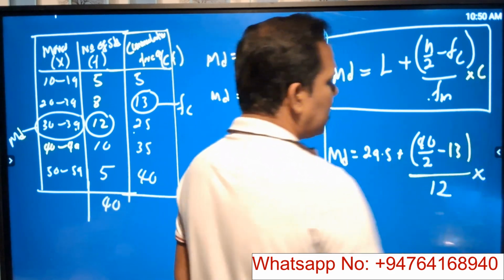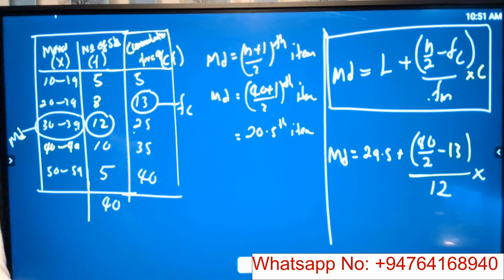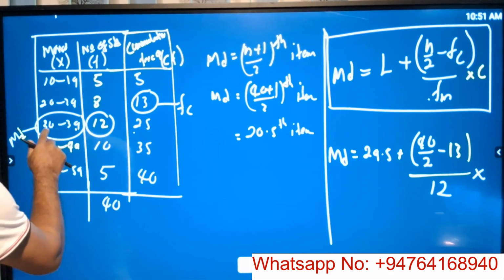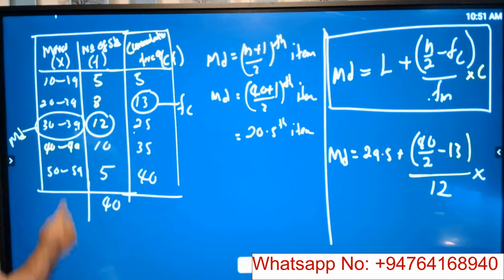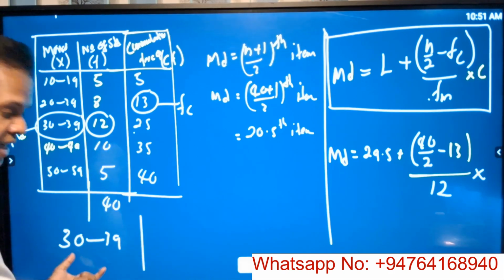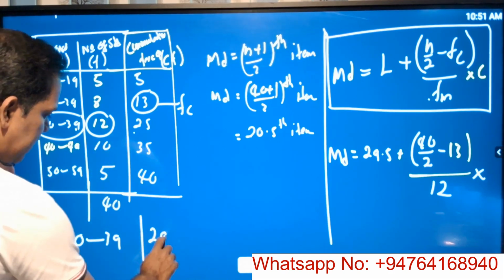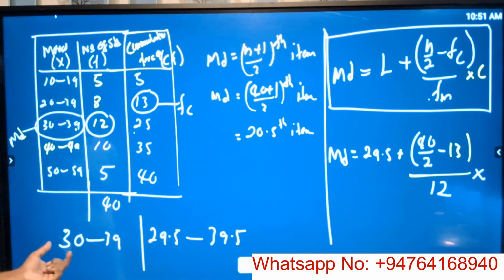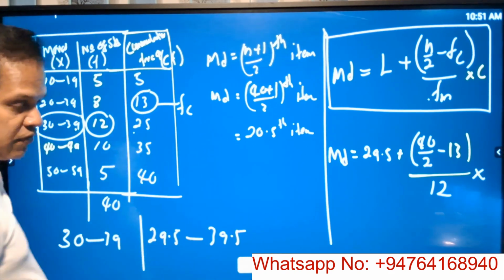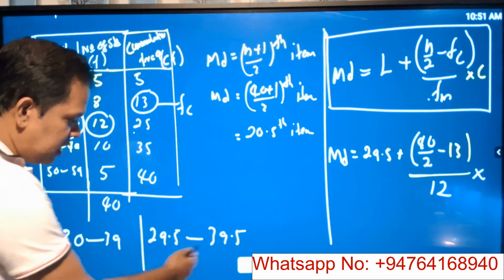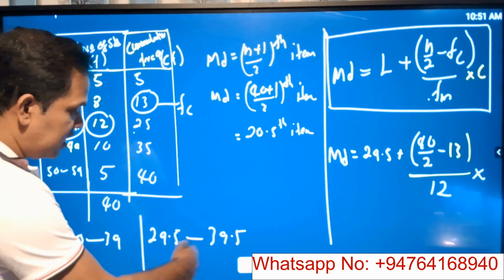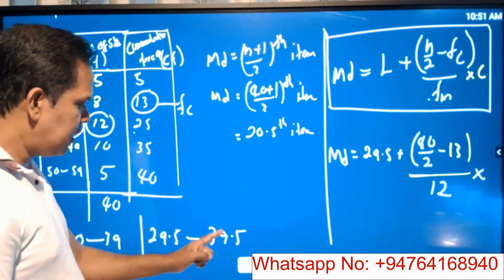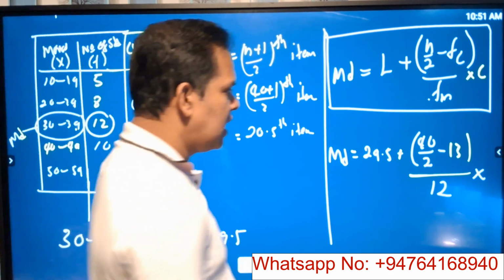After that, C is the class interval or class width. How do you find the class width? You can calculate the class width of this median class using class boundaries. If the class is 30 to 39, writing it again using class boundaries gives 29.5 to 39.5. So the class width is the difference between these two boundaries, 39.5 minus 29.5, and the answer is 10.